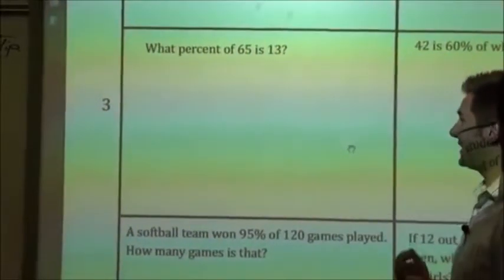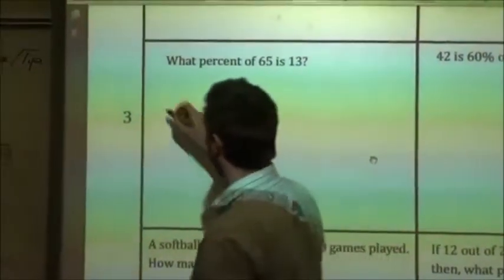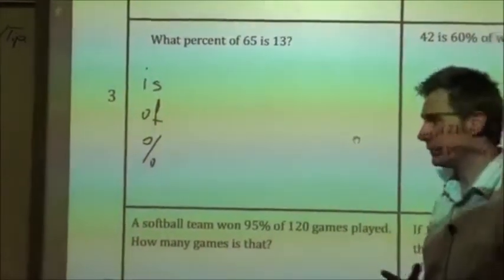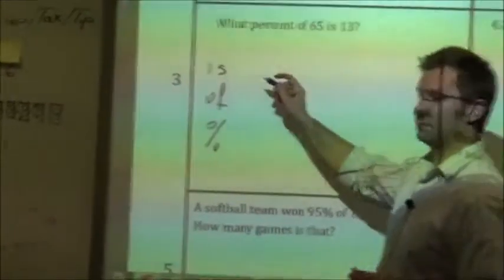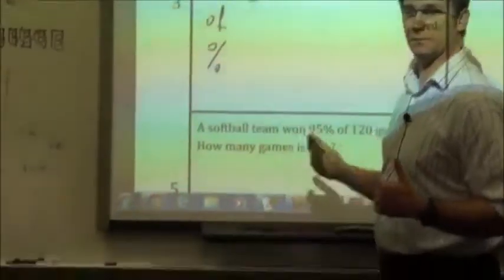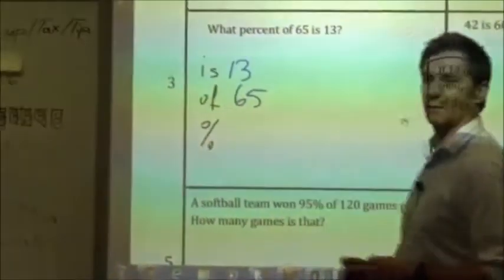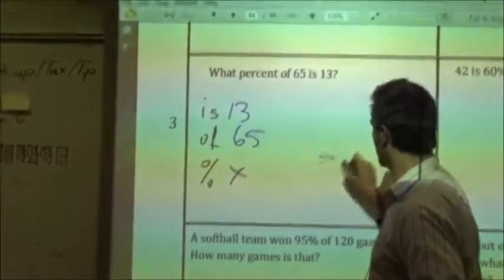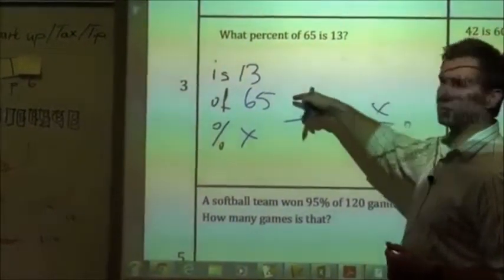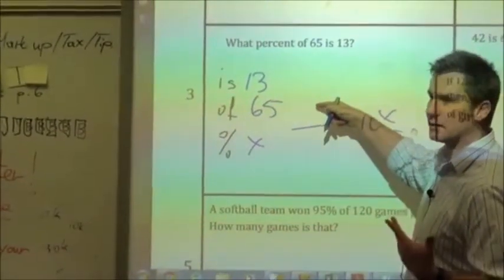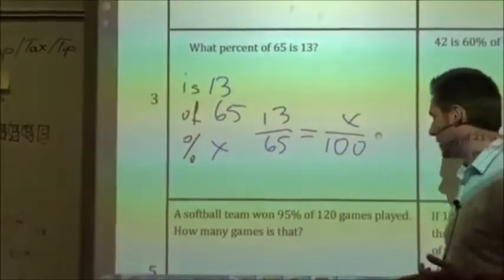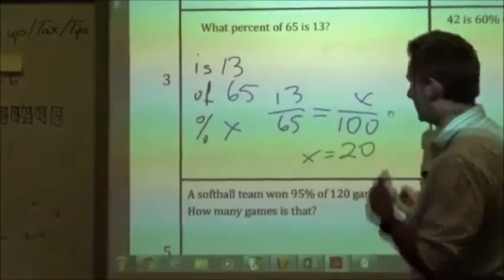What percent of 65 is 13? Once again, is, of, percent. Let's try. Is. 13. That's correct. Of. 65. Percent. X. Very good. What's on top of 100? What's on top of here? 13. What's on the bottom? 65. When you cross multiply, what do you get? 20%.